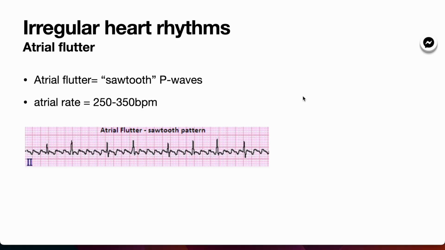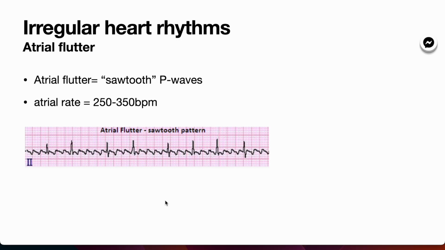So next we go to atrial flutter. In atrial flutter, you can see sawtooth P waves, such as you see here. You can see the P waves. It looks like a sawtooth, and an atrial rate of about 250 to 350 beats per minute.